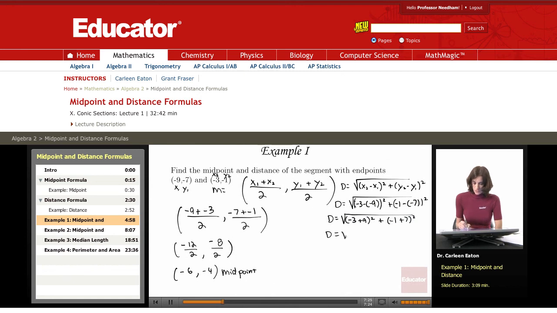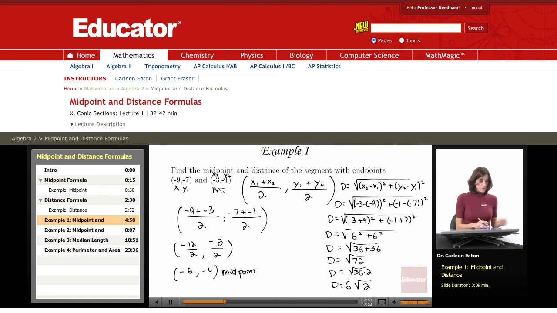Therefore, distance equals the square root of 9 minus 3 is 6 squared, and then 7 minus 1 is also 6 squared. Distance equals the square root of 36 plus 36, or the square root of 72. And I could take this a step farther and say, okay, this is the square root of 36 times 2, and then simplify that because this is a perfect square to 6 square root 2.